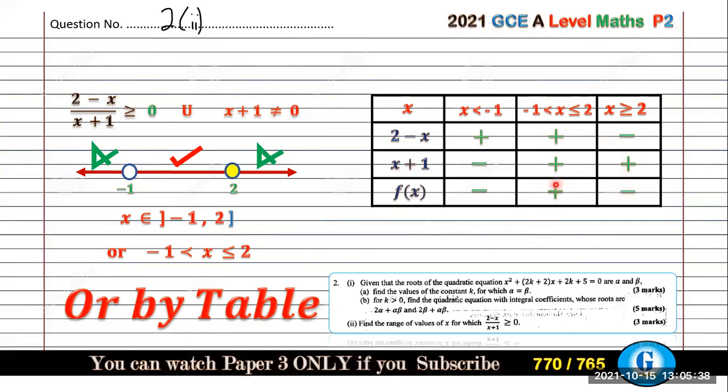Now we are looking for the region that is greater than or equal to 0. The question says greater than or equal to 0, so we are looking for the region that is positive. If they said less than or equal to 0, we would take the negative one, right? So this one is the one that satisfies that inequality. So our solution set is x strictly greater than -1 and less than or equal to 2.